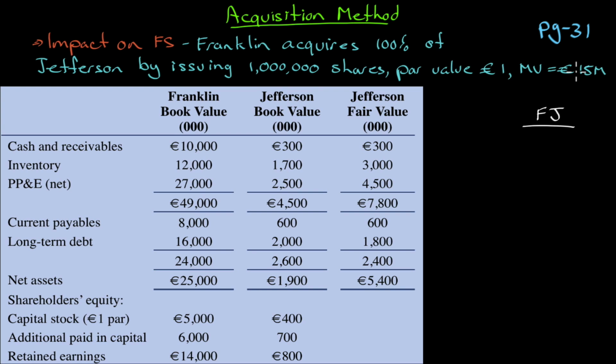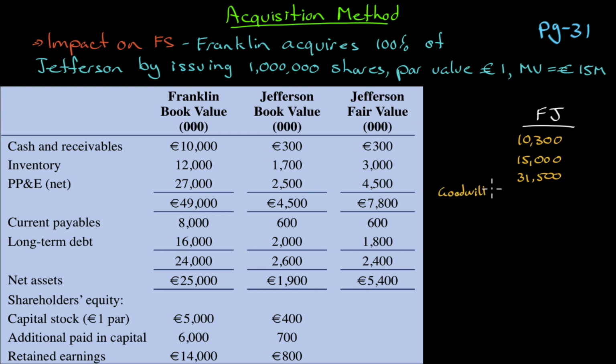So let's just go and solve this now. We have to take the book value of Franklin and add it to the fair value of Jefferson. So cash and receivables, 10,000 plus 3,000, we'll have 13,000. The next item we get to is inventory, 12,000 plus 3,000. Note that it is 1,300 higher, so this will be 15,000. The next one is 27 plus the 45 gives us 31,500. And then of course it totals the assets, but we're not done yet because we have to add goodwill into this.